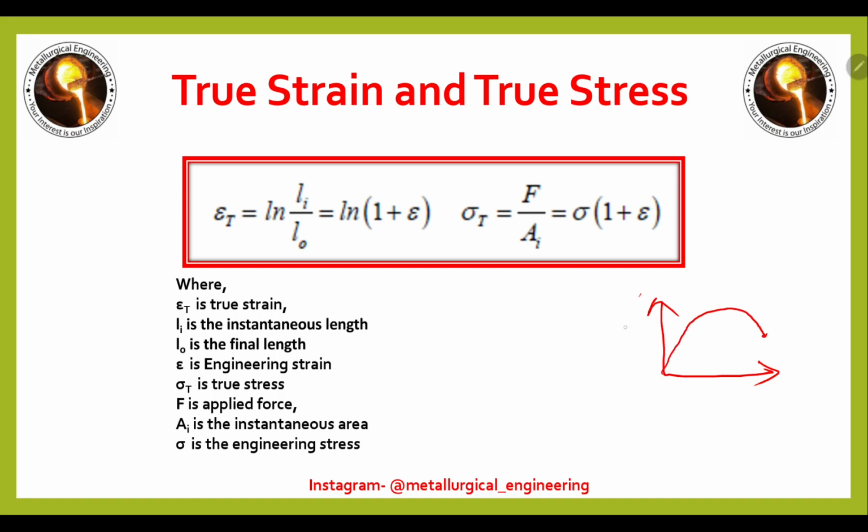So if it is a stress versus strain diagram, this will be engineering stress versus engineering strain. While for true stress, we have to use the instantaneous area. So this stress-strain diagram will always lie to the left and above, like that. This is for true, and this one is for engineering. So the relationship between the engineering stress and true stress is like that.